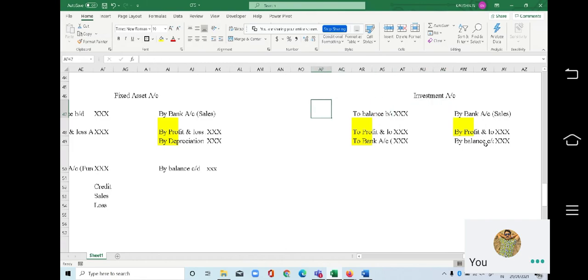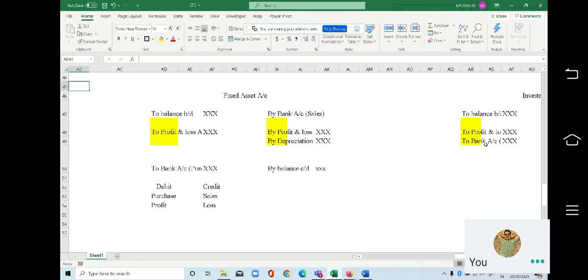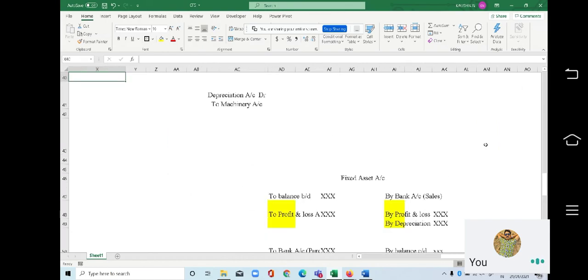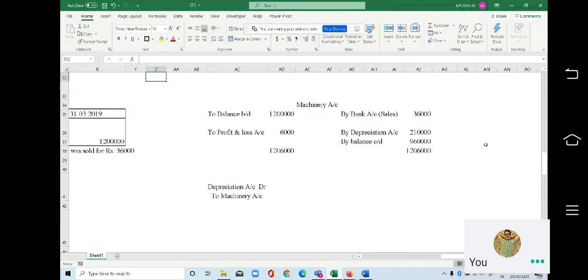You may ask then how they will be asking questions with respect to investment. Okay, just a minute. I'm just preparing, giving you a balance sheet. Hold on for a minute.